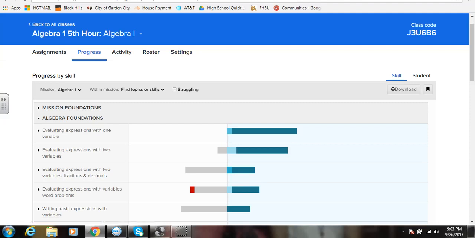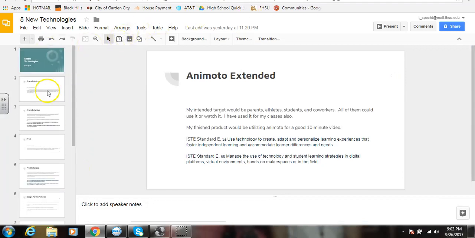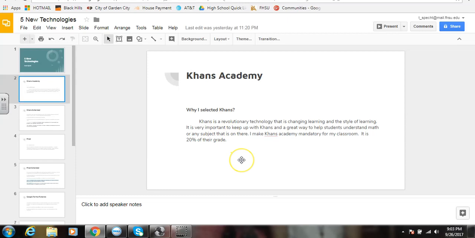That's my Khan's Academy. So here is the presentation side of it. Khan's Academy, why I selected it. It's revolutionary technology that is changing learning and the style of learning. It's very important to keep up with Khan's and a great way to help students understand math or any subject that is on there. I make Khan's Academy mandatory for my classroom. It is 20% of their grade.